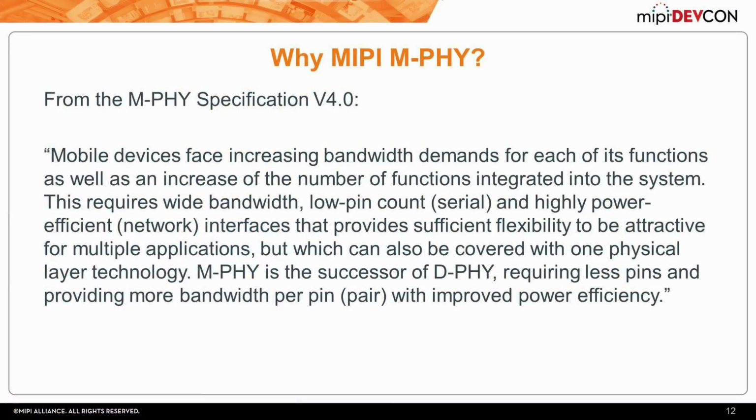Okay, so this is just a quote from the M-PHY specification. What is M-PHY? Why do we use it? So we're facing increasing bandwidth demands. If you think about how much storage is inside a phone these days, it's not unusual to have 128 gigs or 256 gigs of storage inside a phone. So it requires really fast, really low power, low pin count, and applications that are flexible. So they can be used for different things. So M-PHY, in theory, is a successor of D-PHY. But really has its own applications. But it requires fewer pins and has better power efficiency.